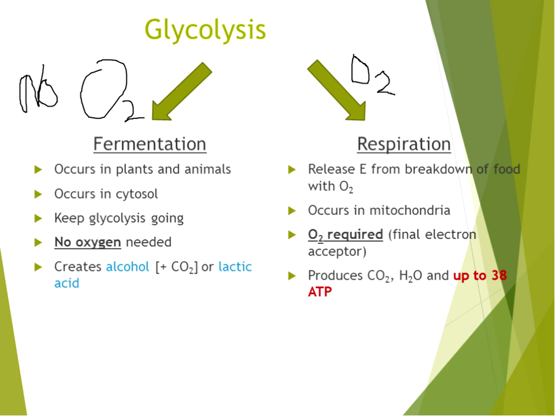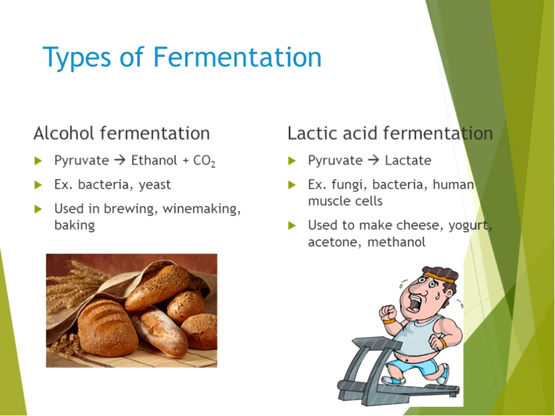Anyway, so after glycolysis is done and we have that breakdown of glucose into the pyruvate, if there's no oxygen available anymore, then it's going to stay in the cytosol. It's going to stay in that cytoplasm, and glycolysis basically continues and creates either alcohol or lactic acid, because we need to be able to continue to break down that pyruvate, that process. So there are two different kinds of fermentation. We have alcohol fermentation or lactic acid fermentation.